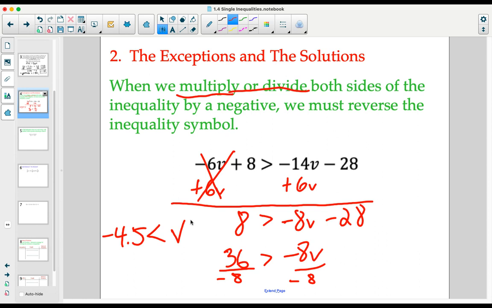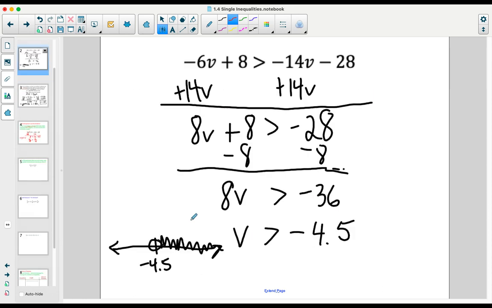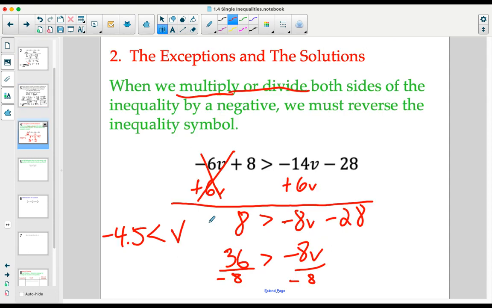Before you think to yourself that that's a different answer than the question that we did before, if you go back and review the question that we did before, you'll see that we got the same answer. It's simply just facing in the other direction. It's still v is greater than negative 4.5, and that only happened because we made that decision to switch the inequality based on that negative. The graph looks exactly the same.